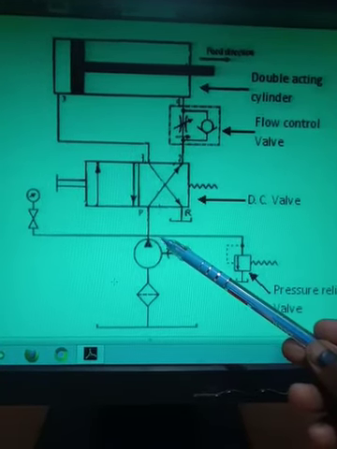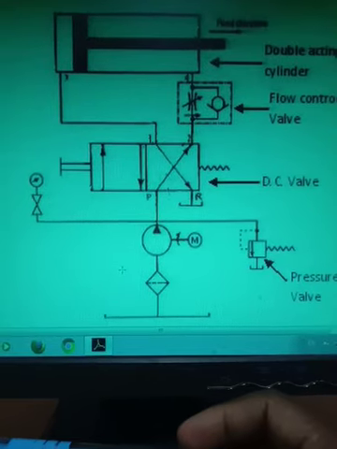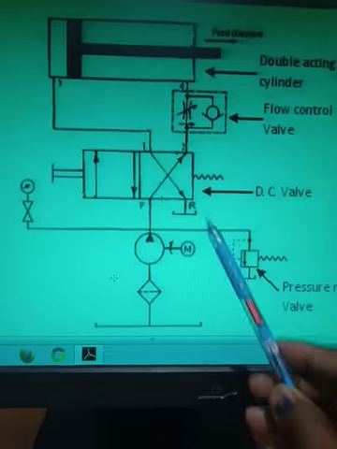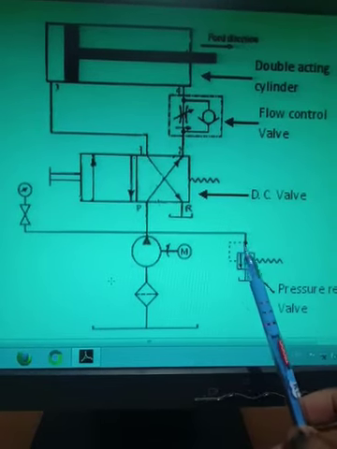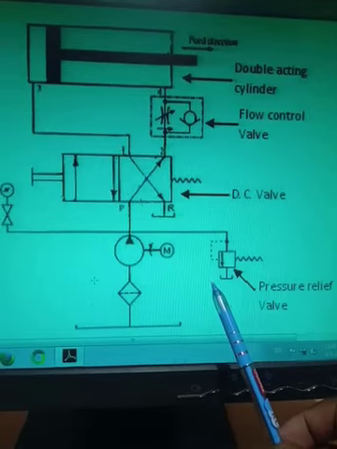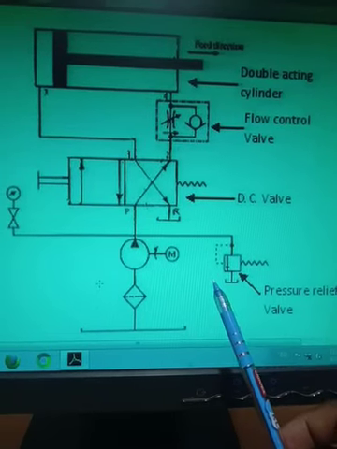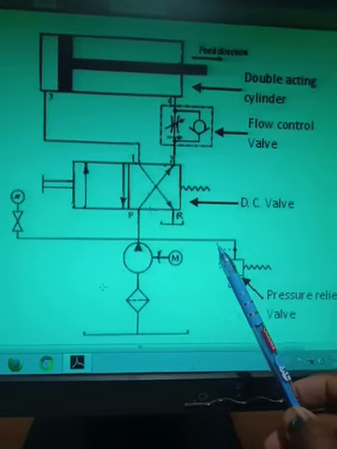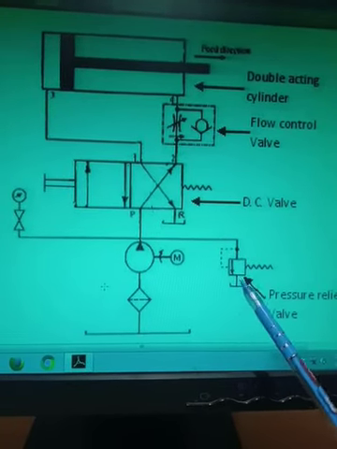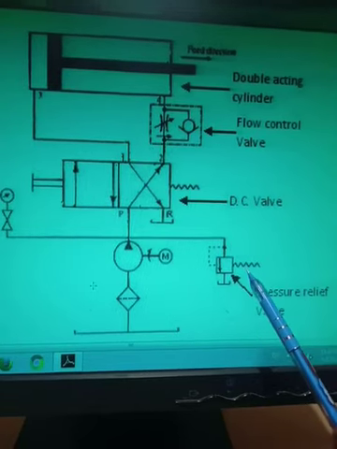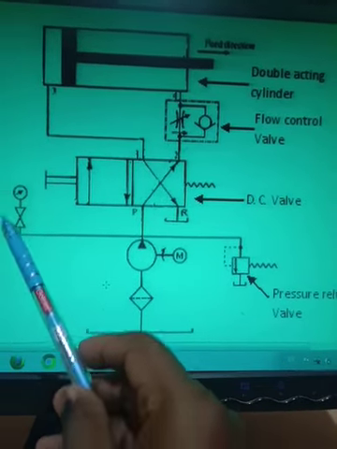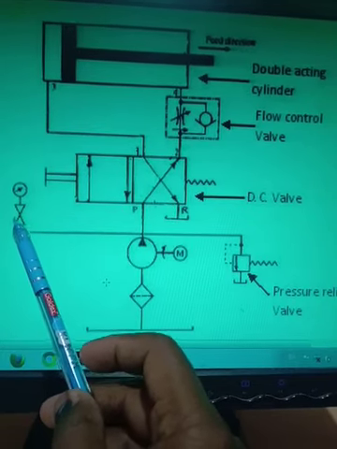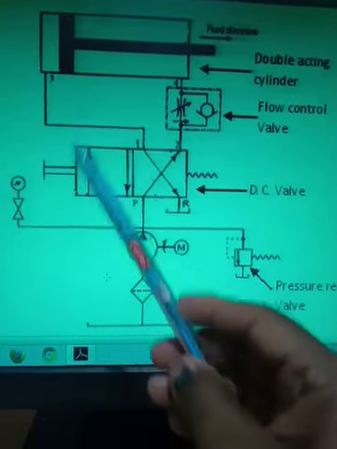Then at the outlet of the pump, what happens? This is the pressure relief valve. The function of the pressure relief valve is to control the system pressure, and whenever the system pressure is higher, then this system pressure is released to the reservoir through this pressure relief valve. So this is the pressure gauge which measures the system pressure. The pressure gauge is provided here.